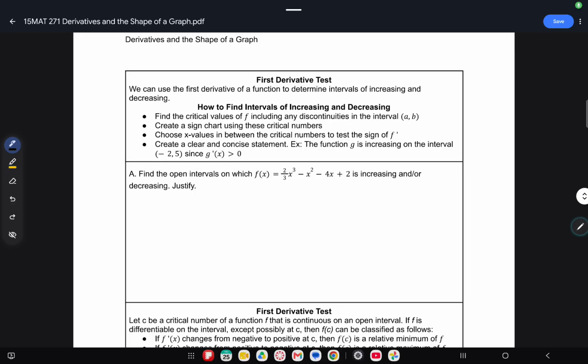Look at derivatives in the shape of a graph. So we're going to do a couple things here. We have a first derivative test. We have a second derivative test. And then we can use all of this information to try and sketch a graph of a function.